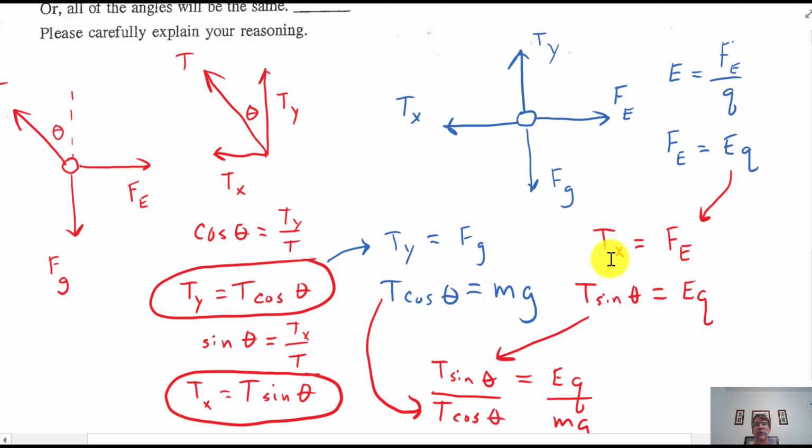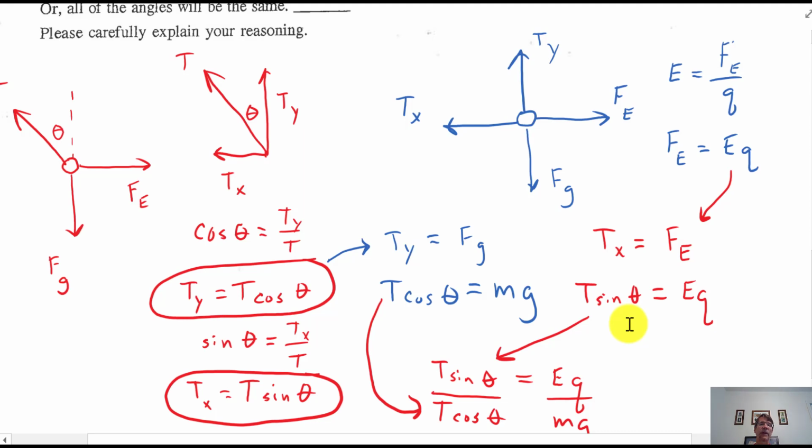But if we have T sub x, which I get from way over here on the left, T sub x is T sine theta. I plug that in for T sub x, bring it over here. And then I plug in for F sub E, which is EQ. So I'm plugging this into here. So I get that red equation right there.